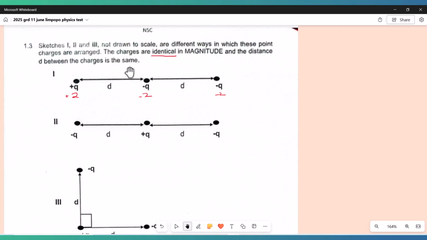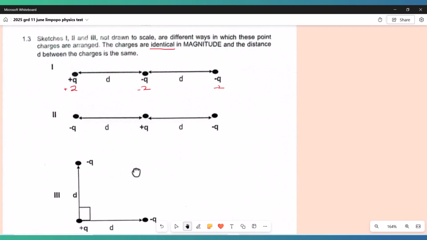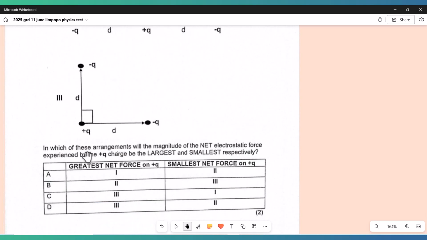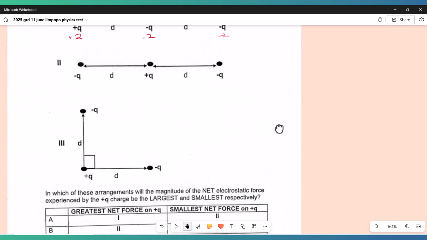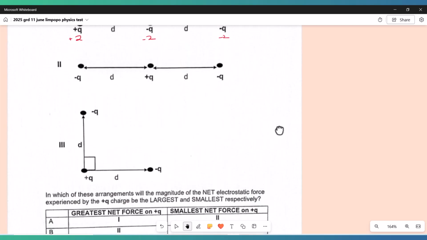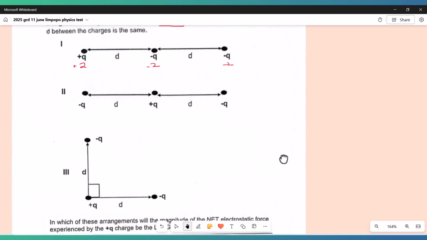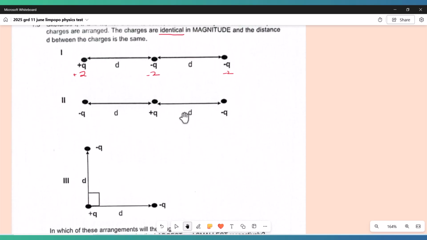Then they say we have option 1, arrangement 1, 2, and 3. Then they ask, in which of these arrangements will the magnitude of the net electrostatic force exerted on the positive charge be the largest and then the smallest, respectively? So where are we going to have the largest and the smallest electrostatic force exerted on the positive point charge? The positive charge in this case is this one here.